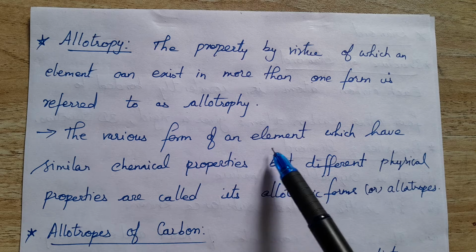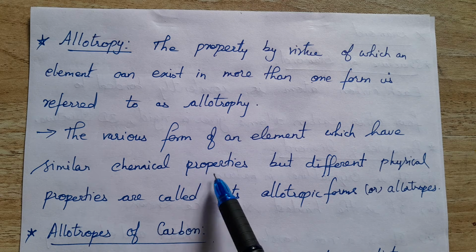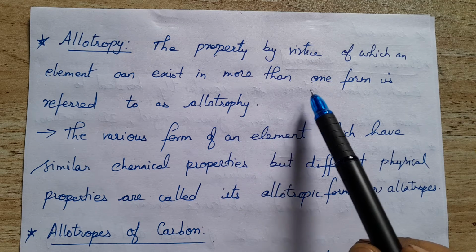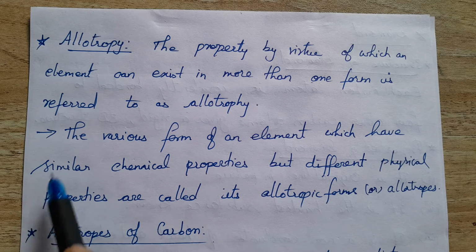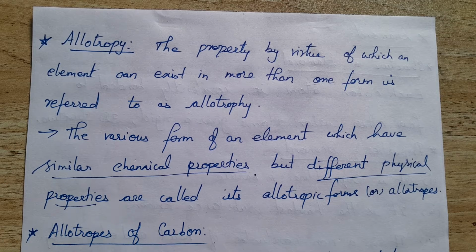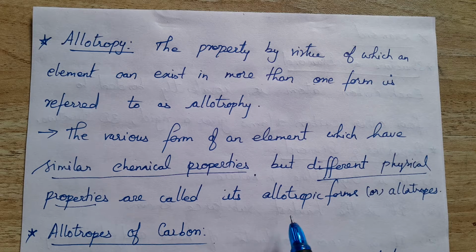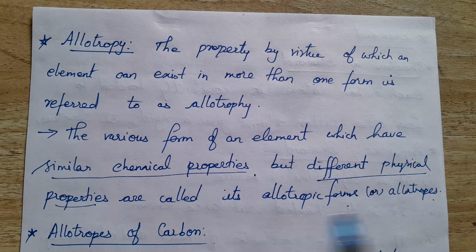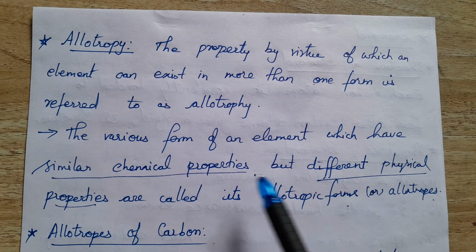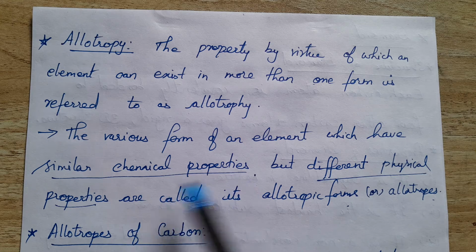The various forms of an element exist in more than one form, right? That means what? It has similar chemical properties but different physical properties. Because it exists in some other form, only the physical structure will vary but the chemical properties remain the same. That we call allotropes, or allotropic forms. So what is meant by allotropy? It has more than one form which has different physical properties and similar chemical properties.